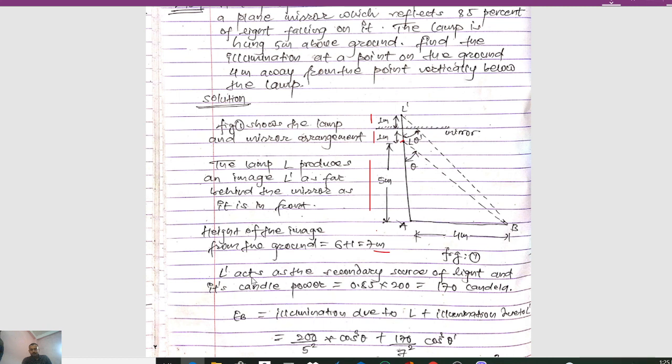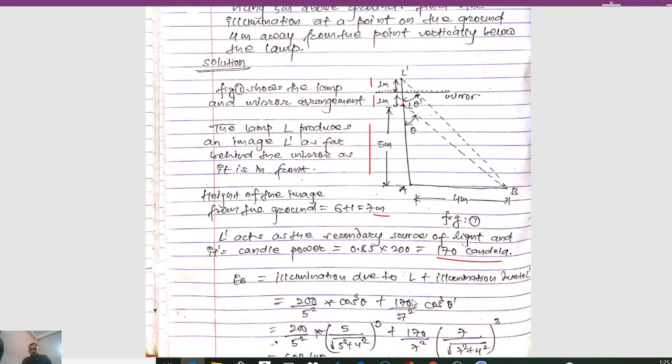Now L dash acts as the secondary source of light and its candle power will be, since we have been given 85% of light falling on it, 0.85 into the candle power given as 200. So 0.85 into 200 gives us 170 candles.